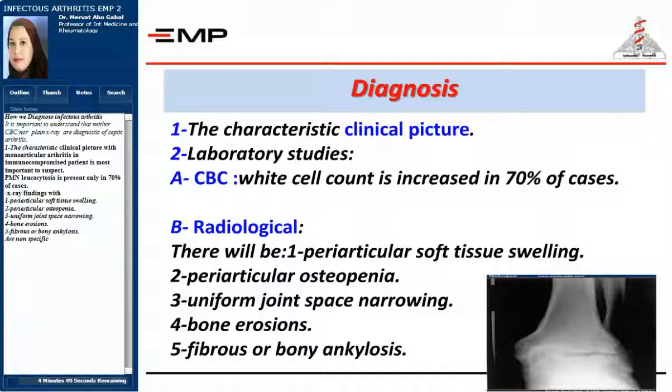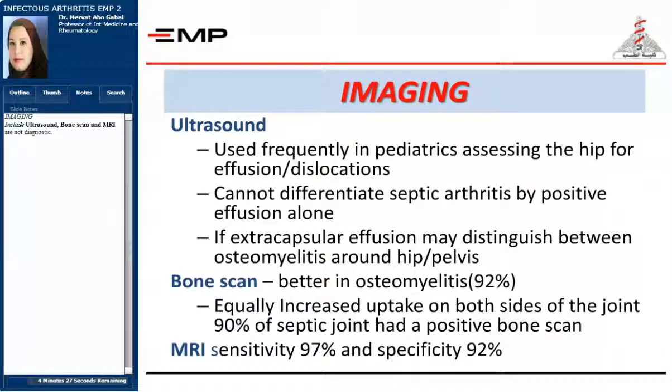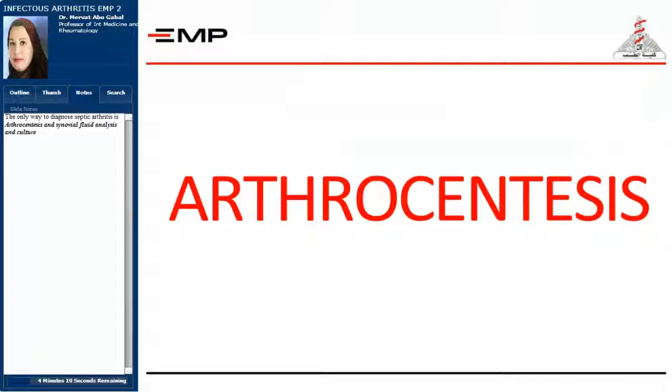Polymorphonuclear leukocytosis is present in only 70% of cases. Regarding X-ray findings, they include periarticular soft tissue swelling, periarticular osteopenia, uniform joint space narrowing, bone erosions, fibrous or bony ankylosis. All are non-specific. Imaging including ultrasound, bone scan, and MRI are not diagnostic. The only way to diagnose septic arthritis is arthrocentesis and synovial fluid analysis and culture.